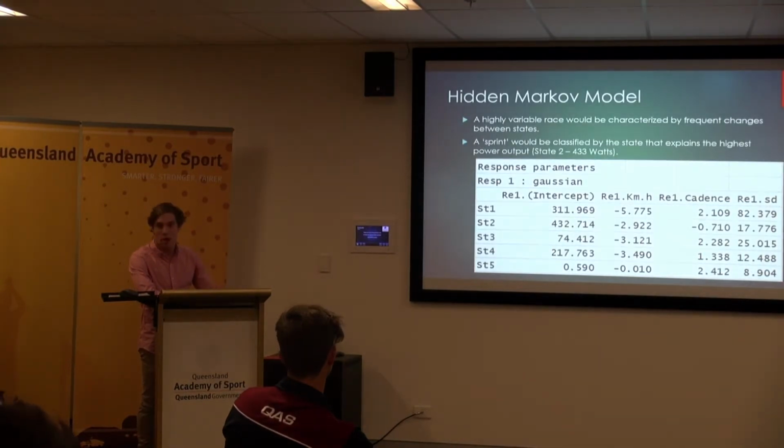So onto the hidden Markov model. A highly variable race in terms of power output would be categorized by frequent changes in the states we classify. So a sprint would be classified by the state that explains the highest power output. On the left-hand side of this table, we have states 1 to 5, with state 2 being the highest, centering around 430 odd watts, and state 5 centering around 0 watts when the athlete is not pedaling or going downhill.